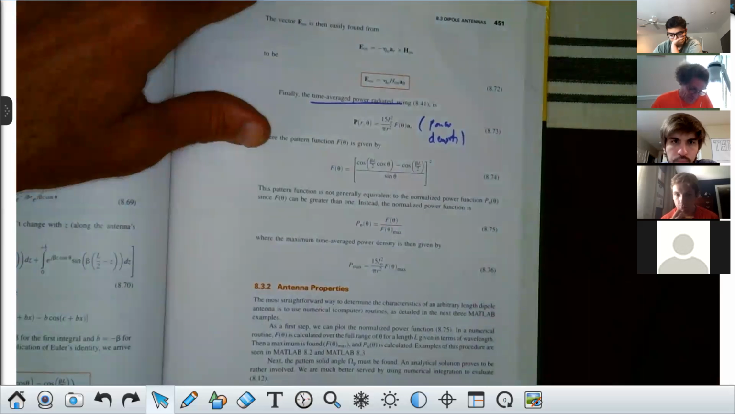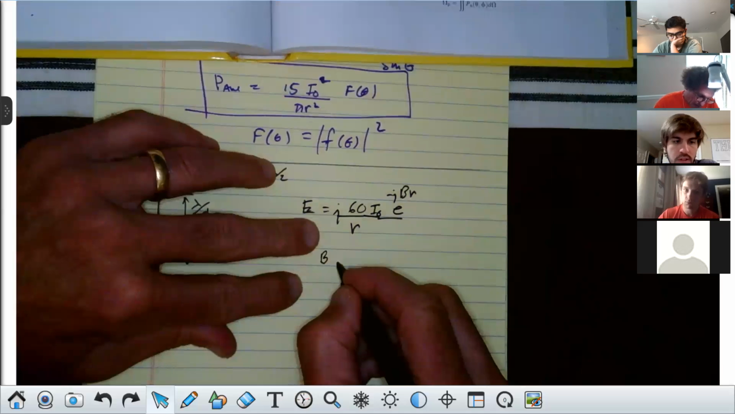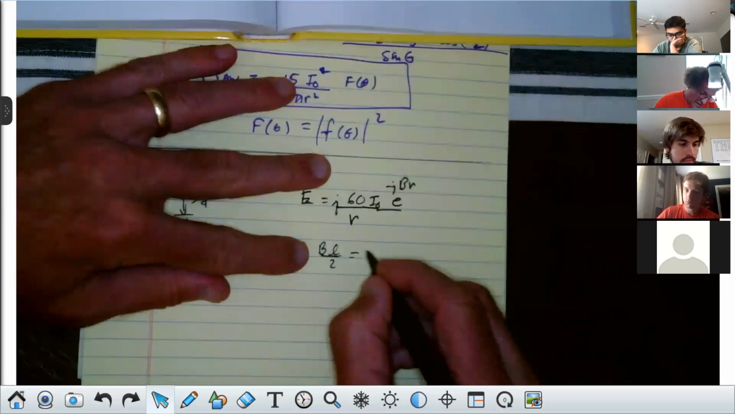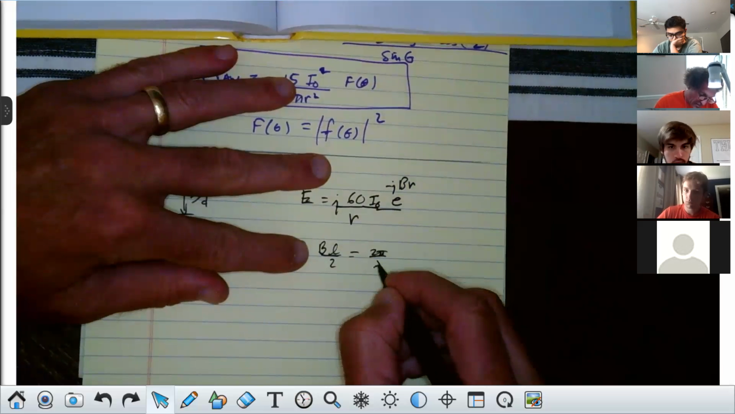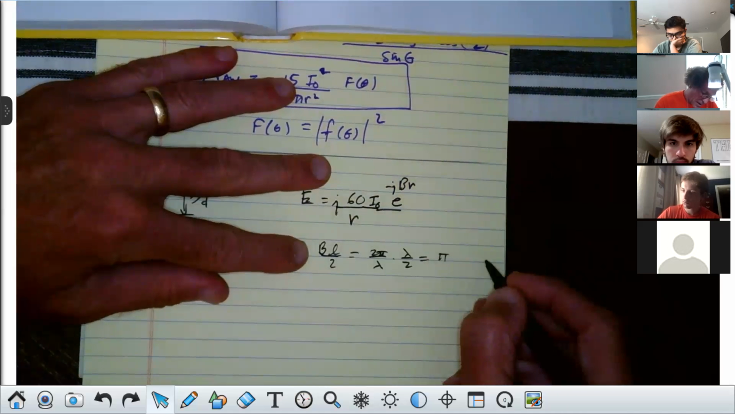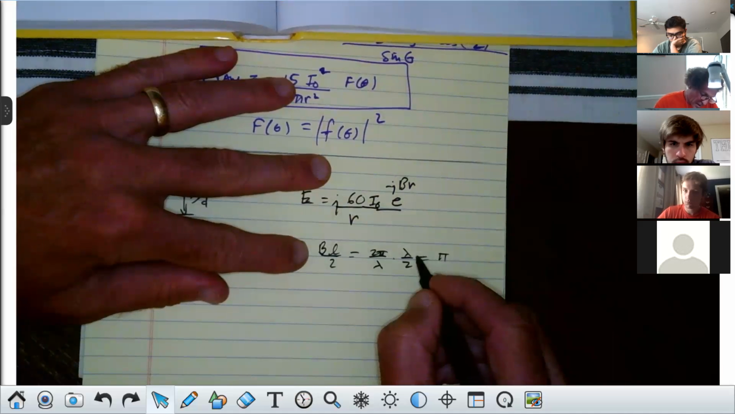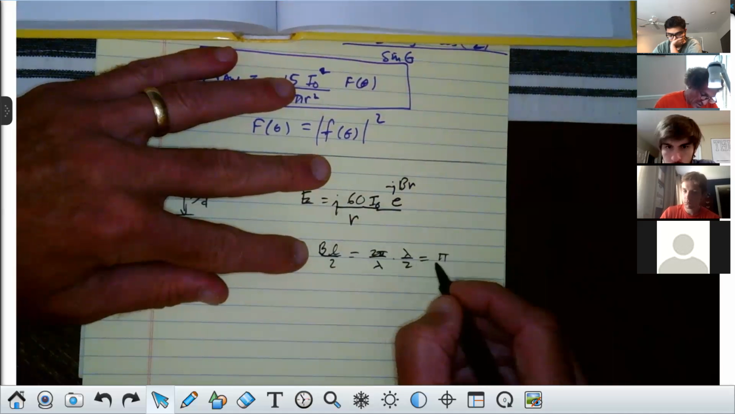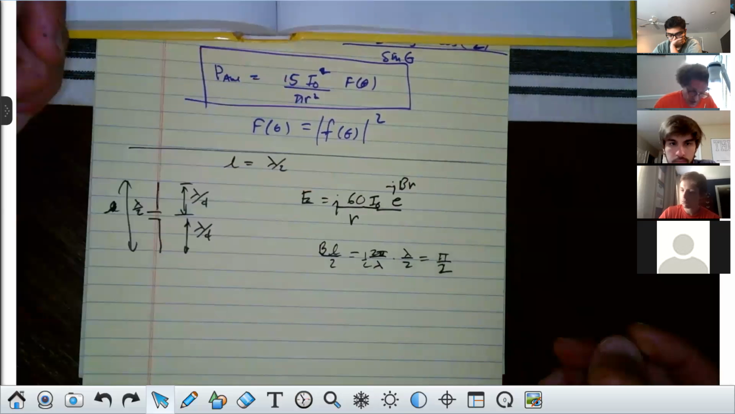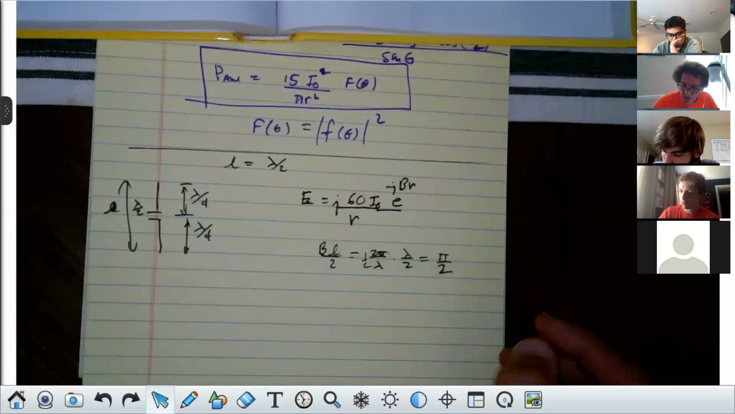Well, let me do it for you. When I look at beta times L, you're going to get beta is 2 pi over lambda, right? Times lambda over 2. This is pi over 2, or just pi, right? Wait a second. No, I'm sorry. This is going to be this divided by 2. So it's pi over 2. You follow me? Beta L, beta is 2 pi over lambda. Lambda over 2 divided by 2 is pi over 2, correct?